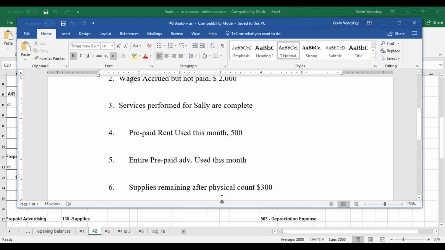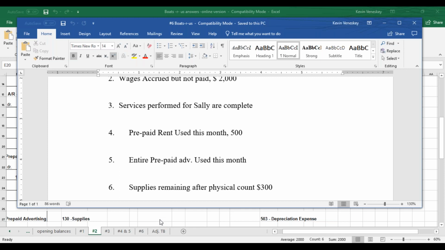Okay, with number 3, services performed for Sally are complete. Well, okay, it doesn't tell us any amounts. Well, we can look to our T accounts to figure that out. Most of the time, our T accounts would say this certain account dash Sally, but I didn't want to make it that obvious. I wanted you to figure out what account shows that we owe Sally work.